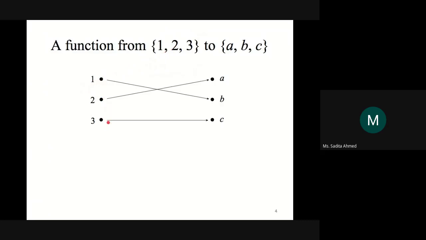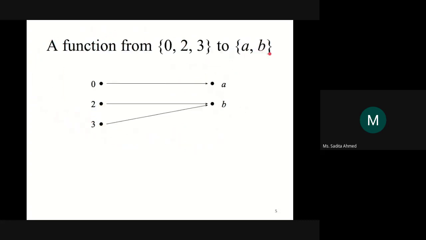What is the second condition? Each of them can be mapped to exactly one element from the set on the right-hand side. Exactly one. So let's go case by case. The first element, 1. How many elements is it mapped to? Only 1. Okay, good. Second element, 2. How many elements is it mapped to? Only 1. Third element, which is 3. How many elements is it mapped to? Only 1. So both conditions are satisfied. This is a function from the set 1, 2, 3 to ABC.